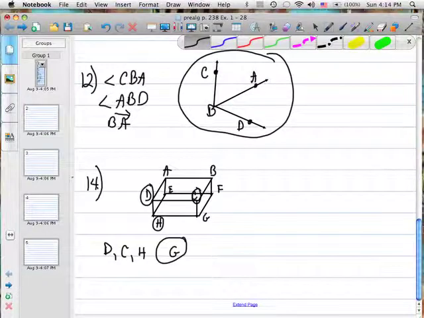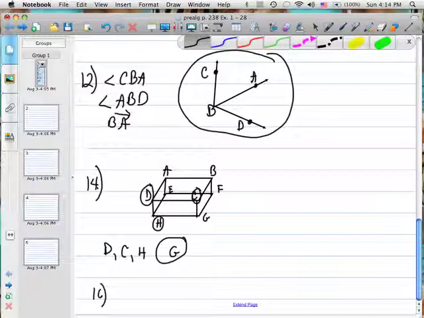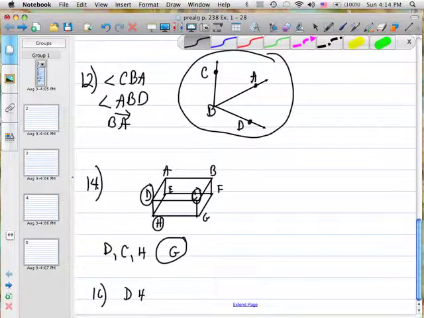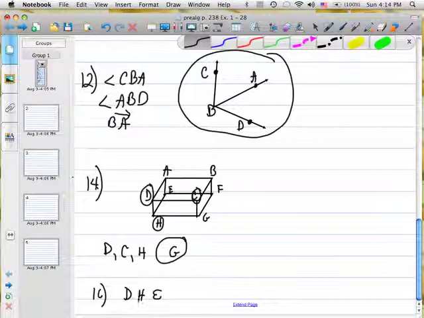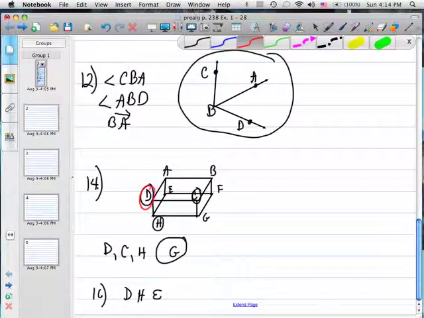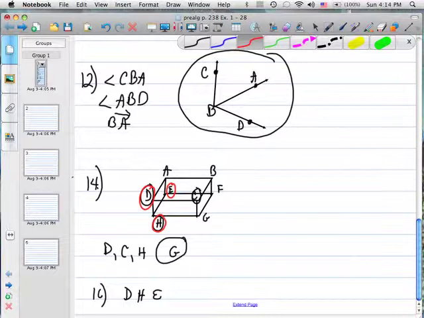And then 16, they have points D, H, and E. So if we circle D, H, and E, here's D, H, and E. So they make the left side of the box, so A would be the other point.